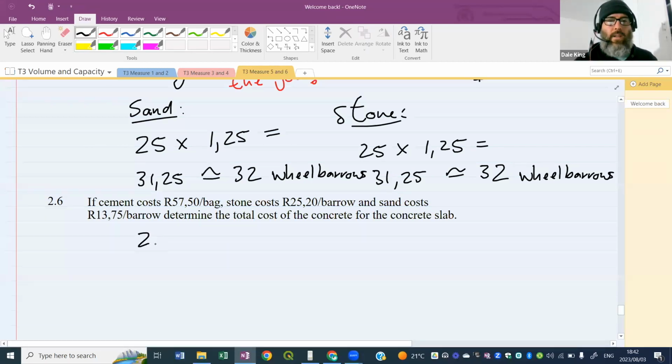I'll just write it down here if you guys can't see. So 25 cement. We've got 32 of sand and 32 of stone.